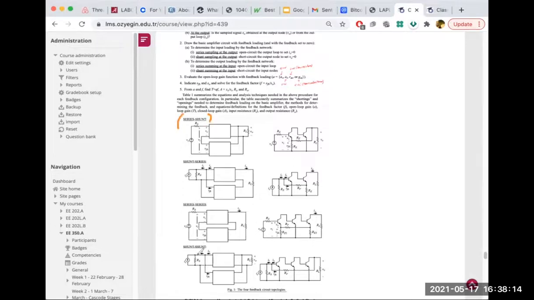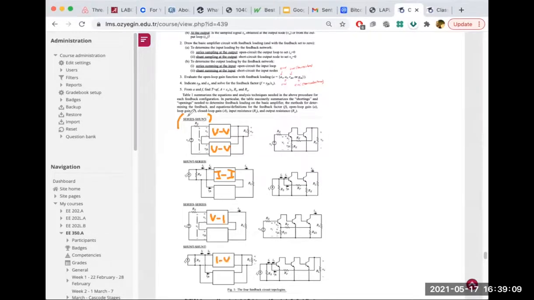Shunt series, shunt. So beraber tekrar bakalım. Input is voltage, output is voltage. What kind of amplifier is this? Voltage amplifier. How about the feedback? Is it a voltage feedback? Voltage. So what kind of amplifier is this? Current. Output is current, input is current. Okay. And this one? Voltage current. Okay. So input is voltage, output is current, and this one is current voltage.